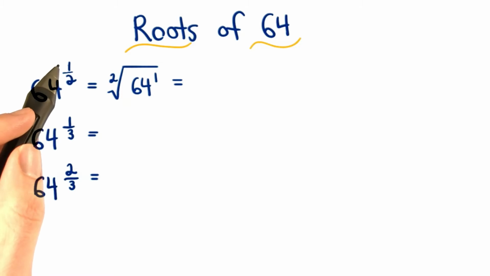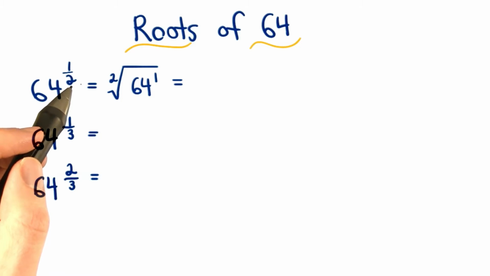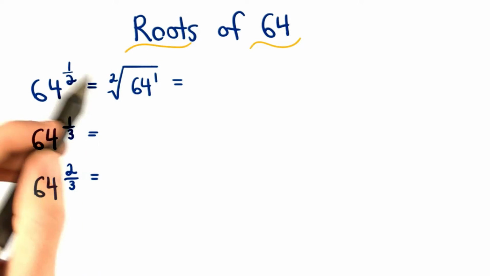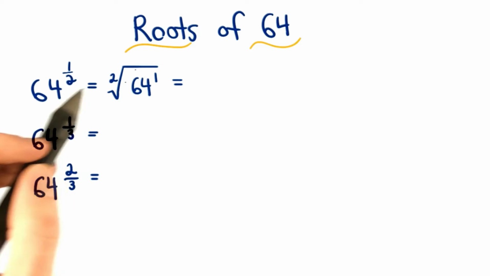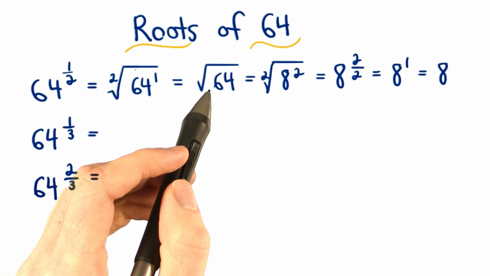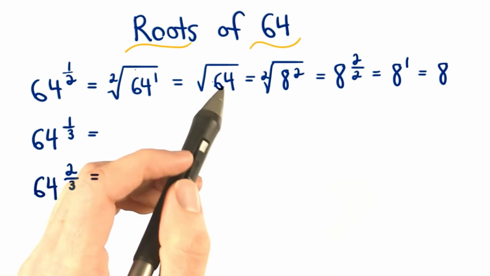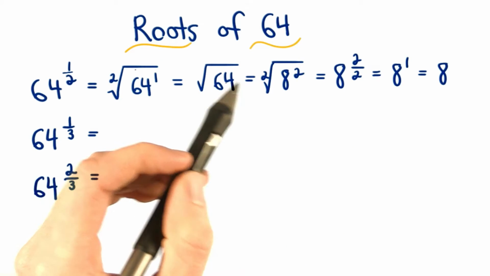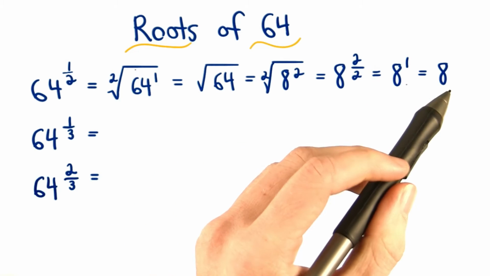For the first one, I'm going to have power divided by root. So 64 to the 1 for my power, and I take a square root since the denominator is a 2. So here I really have the square root of 64, which we know is 8. And if I think about rewriting this, I can see all the intermediate steps we can take to get there.